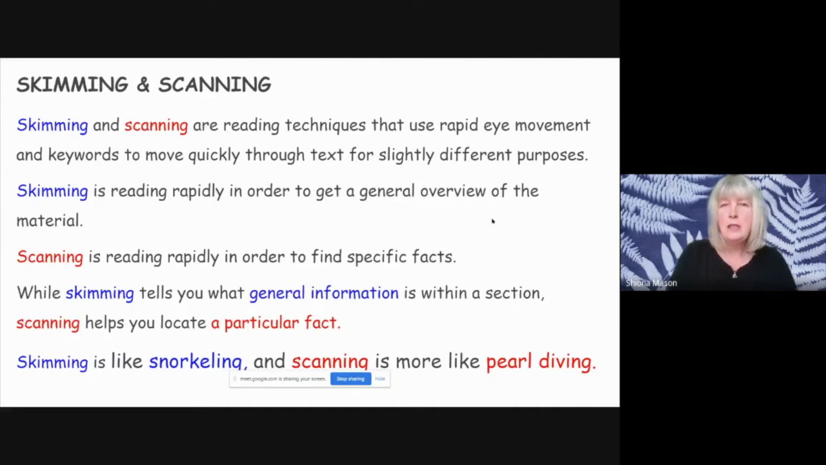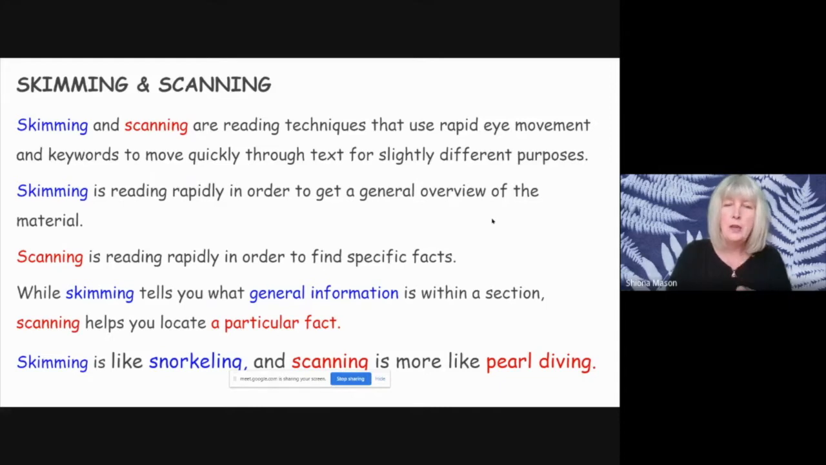Let's have a look at skimming and scanning as a technique. So skimming and scanning are reading techniques that use rapid eye movement. Rapid means fast, and keywords to move quickly through text for slightly different purposes. So skimming is reading rapidly in order to get a general overview of the material. Scanning is reading rapidly in order to find specific facts. So while skimming tells you the general information in a section, scanning is going to help you find a particular fact.